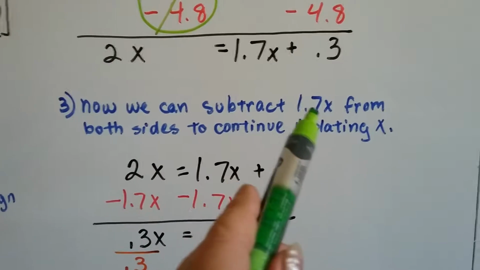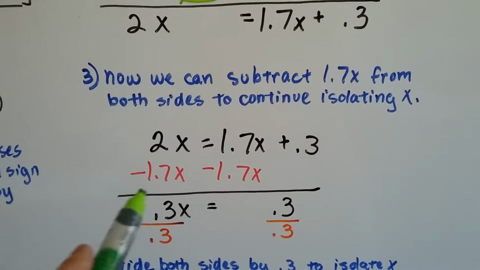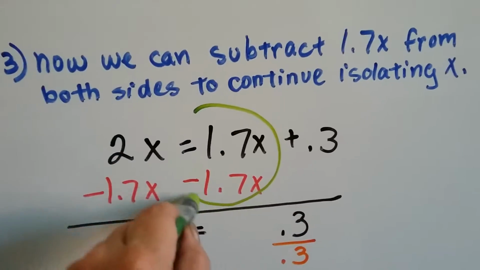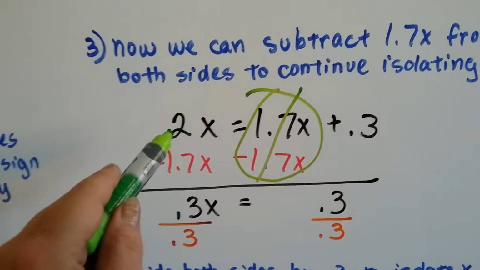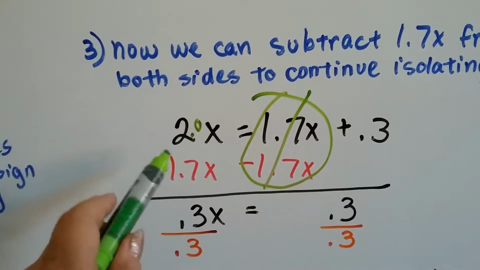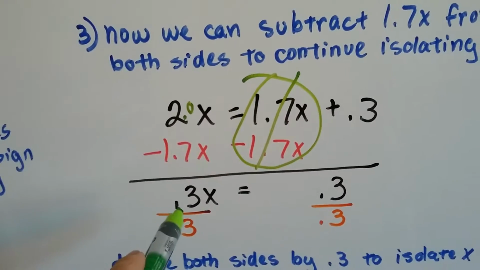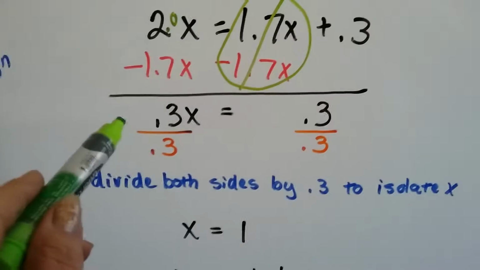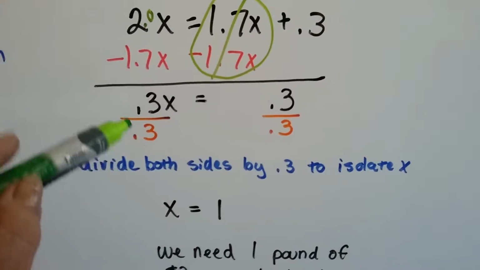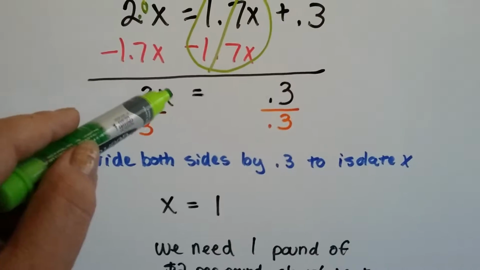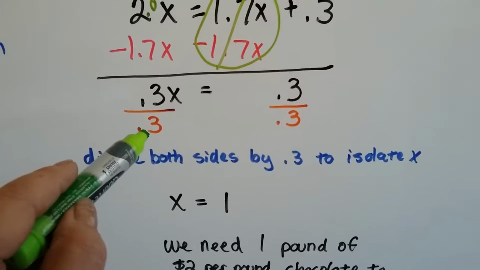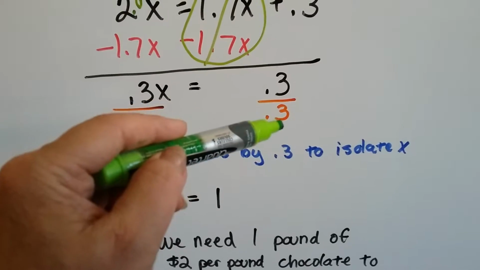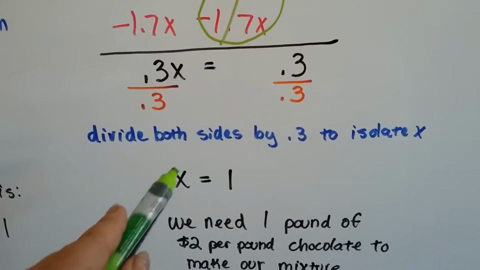Now we can subtract 1.7x from both sides to continue isolating x. I take 1.7x away from this side and 1.7x away from this side of the equal sign. This creates a 0 pair again, so we get rid of it. And 2, which is really 2.0, take away 1.7 comes out to 0.3x equals 0.3. We still need to isolate x, so we can divide both sides by 0.3 to isolate the x on the left. We divide this side by 0.3 and this side by 0.3. 0.3 over 0.3 equals 1. Remember, when the numerator and denominator are the same, it equals 1. So now we know x equals 1.